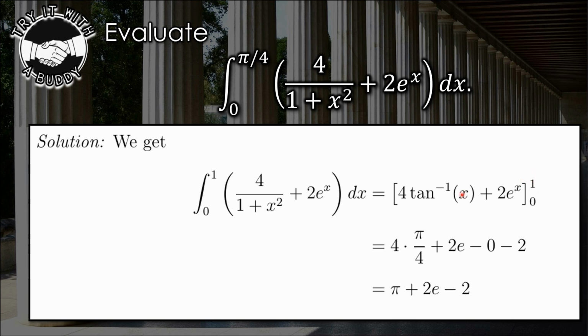For 1, the arctangent of 1 is pi over 4. That gets multiplied by the 4 to just give you pi. And then here we get e to the first is e, times 2 is 2e. Plugging in 0, we get the arctangent of 0 is 0. And plugging in 0 here, I get e to the 0 is 1, times 2 is 2. But remember, all of that is being subtracted. So I'll get pi plus 2e minus 2.